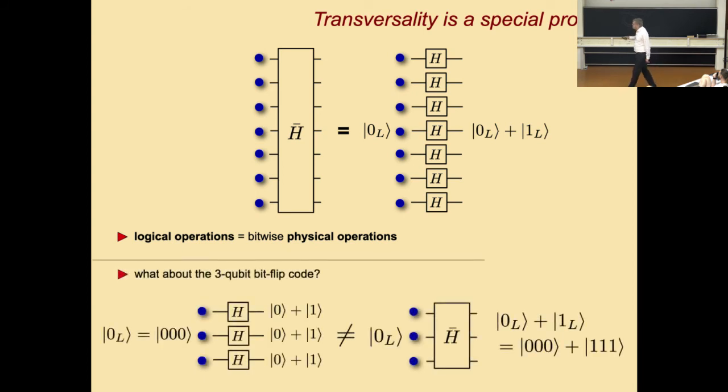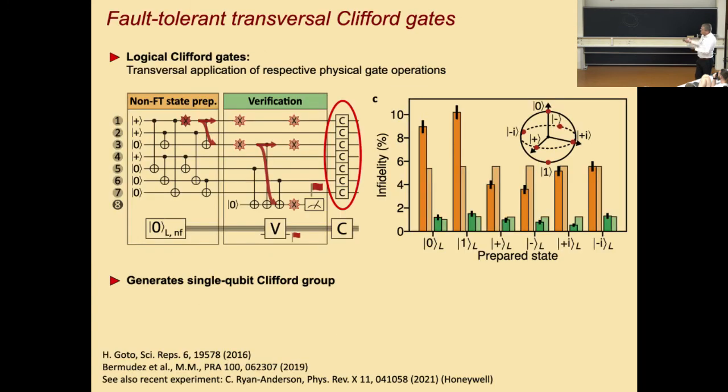Just to convince yourself, perhaps, briefly, think of the 3-qubit code. If you just took the logical 0 there and tried to do three Hadamards, you get this product of plus states. That's not the logical plus state. That is the GHZ state. You see that it's a specific property of the codes, and the nice property of the color codes is that you can do the entire group of Clifford operations transversally. And this is what you see here.